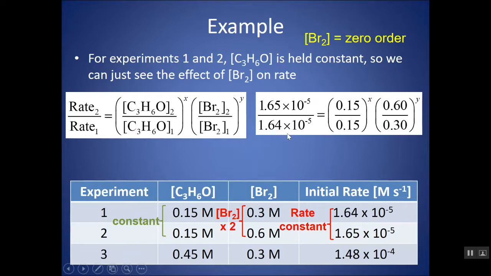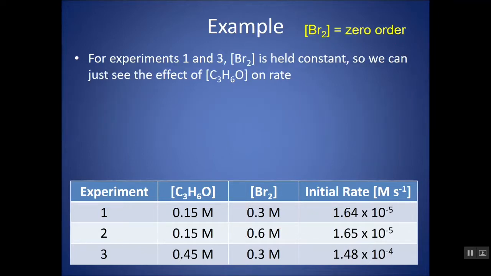If I plug in the actual data, the C3H6O gets canceled out because 1 to any power is really 1. And simplify, this would be 1 equals 2 to the y. So what does y have to be so that 2 raised to that power is 1? 0 order. So I showed it both on inspection and mathematically.